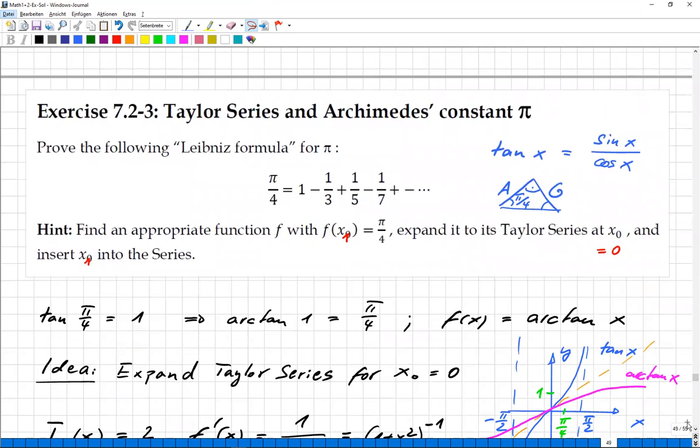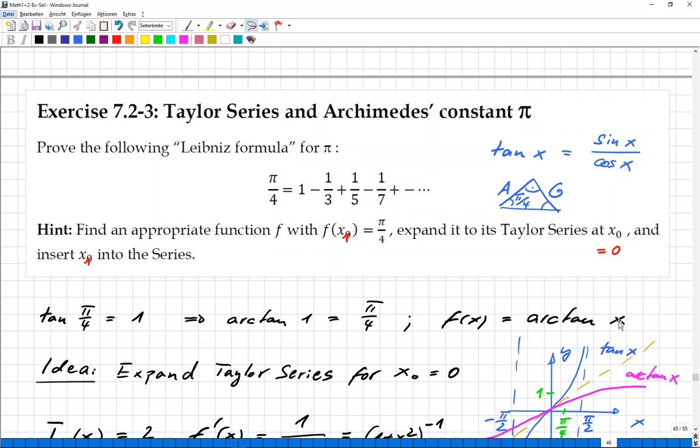And now, the other way around. We are not looking for a function which has 1 as a result, like it's given here. Instead, we want the function value to reach pi over 4. So what do we do? We just take the inverse function, the inverse tangent. Okay, so f of x will be the inverse tangent of x. That's a good idea, at least.